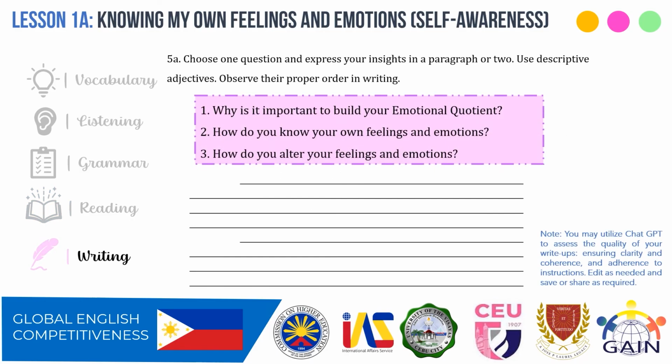Now we're down to our final activity, writing. Choose one question from the given list and express your insights in a paragraph or two. Use descriptive adjectives. Observe their proper order in writing. Pause this video to start working on this activity. After sharing your insights through writing, you may utilize ChatGPT to assess the quality of your write-ups, ensuring clarity, coherence, and adherence to instructions. Edit as needed and save or share as required.